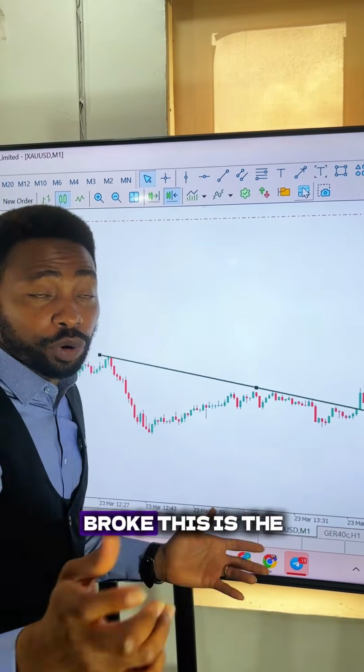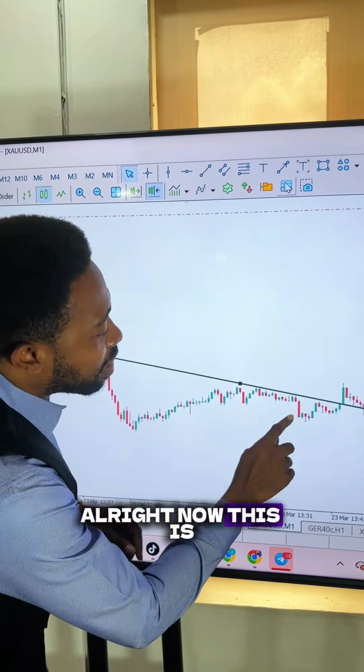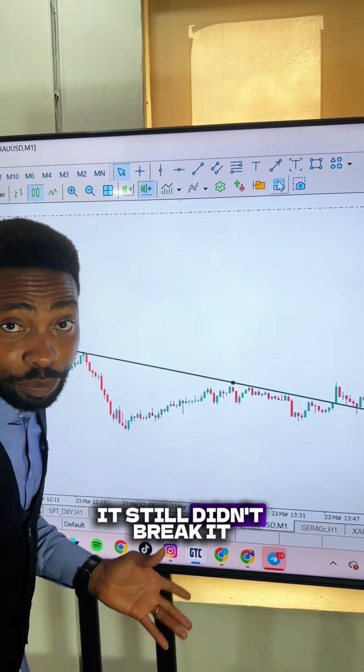The fourth one now broke. This is the first touch. This is the second touch here, all right? Now, this is the third touch here. It still didn't break it.